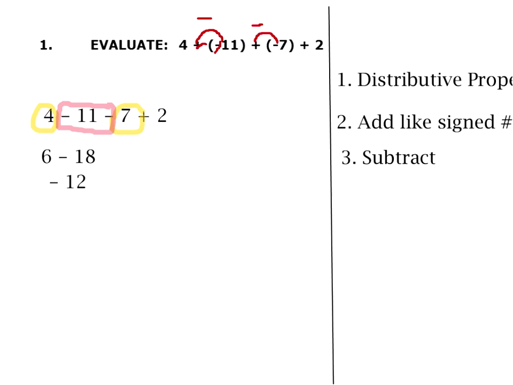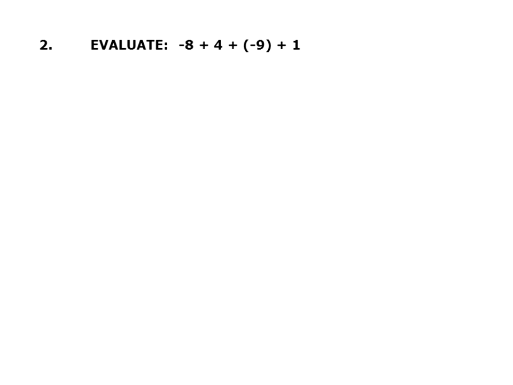So instead of bouncing back and forth, going, okay, 4, negative 11, so that's a negative 7, and then another negative 7 makes it a positive 14, and then, you see what I mean? Instead of doing all that and bouncing back and forth, you can just break it down to two steps. When we add everything that's the same, then I know my next step is to subtract. Okay? We will be doing these a lot, so let's keep going.